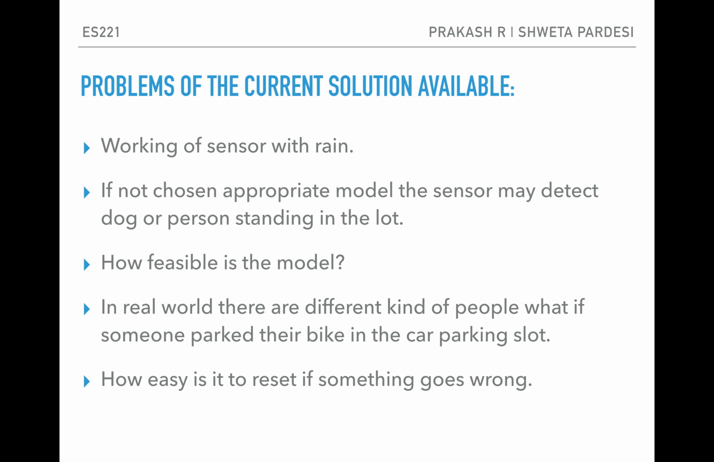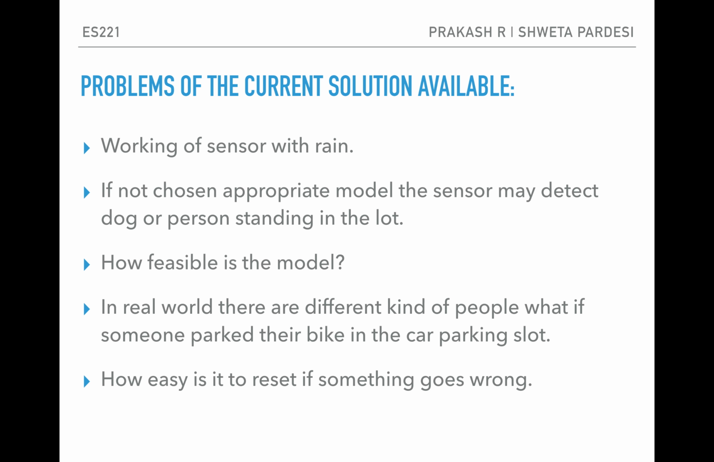Problems of the current solutions available. Working of sensors with rain: not every sensor works properly with rain. If we do not choose an appropriate model, the sensor may detect a dog or a person standing in the lot. Assume we just place an ultrasonic sensor in the bottom of the lot. It doesn't predict properly. It predicts anything that comes in its way.